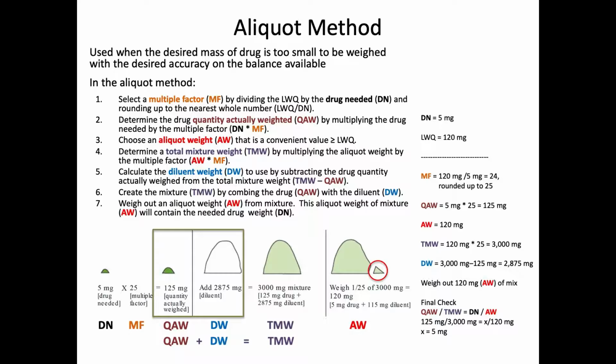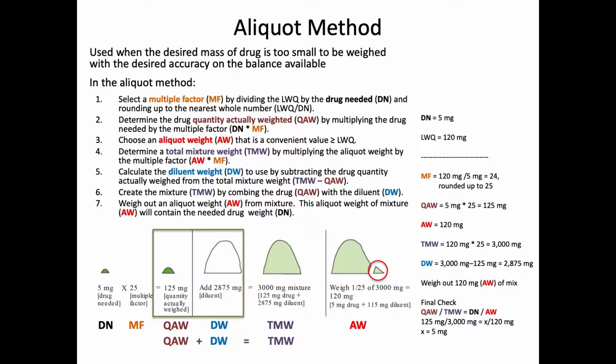Hopefully, before I finish up on this slide, you can use it to look at the visualization of these numbers down in the images. I tried to put the abbreviations below each thing that's being pictured. I'll remind you that the total mixture weight has two ingredients. It has the quantity of drug we actually weighed, the QAW, plus the DW, which is the diluent weight. That's why QAW plus DW equals total mixture weight. So hopefully combining an image here with these abbreviations and the process makes it a little more clear.